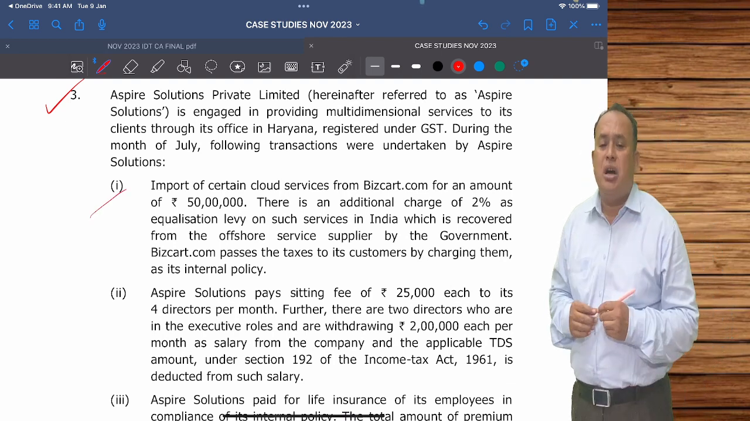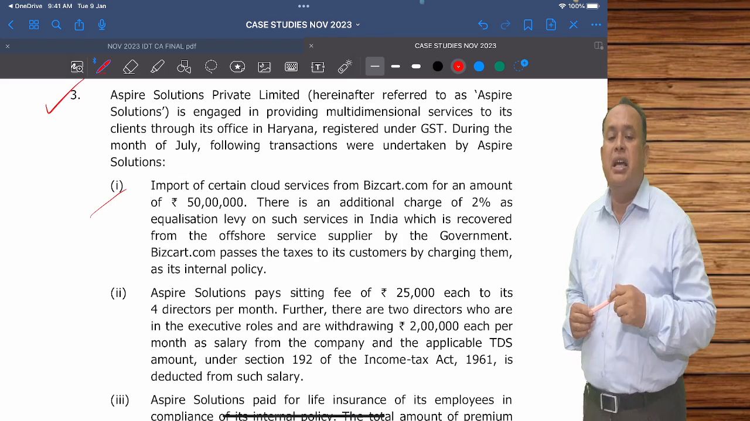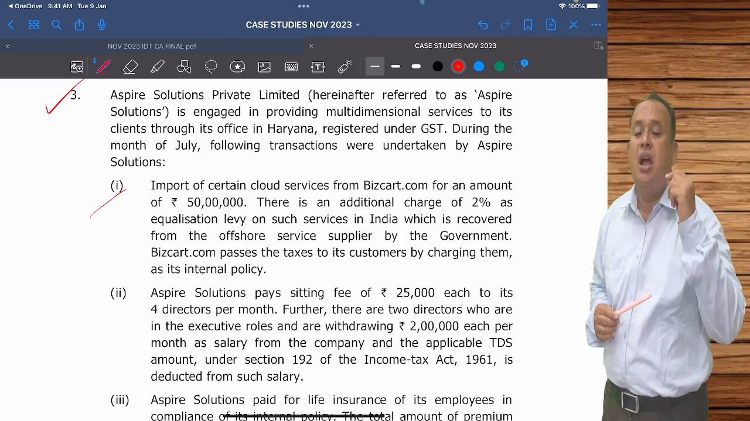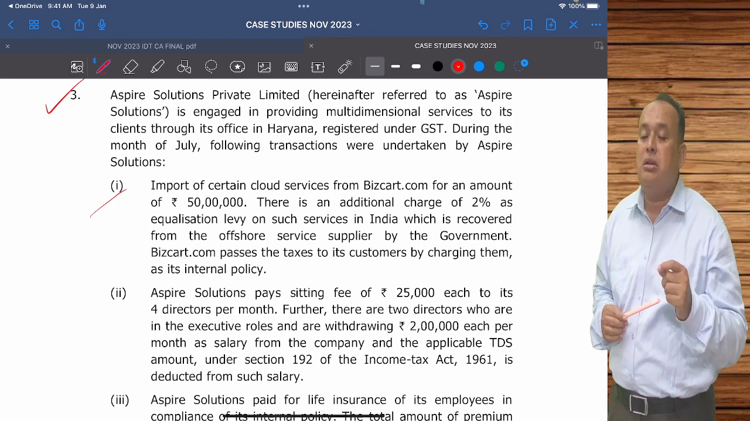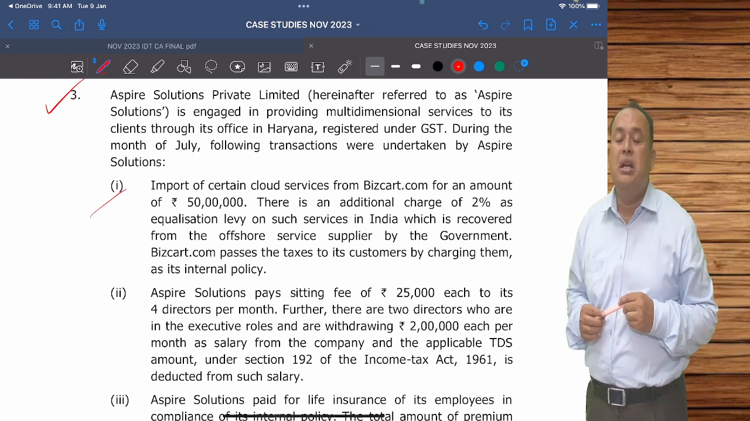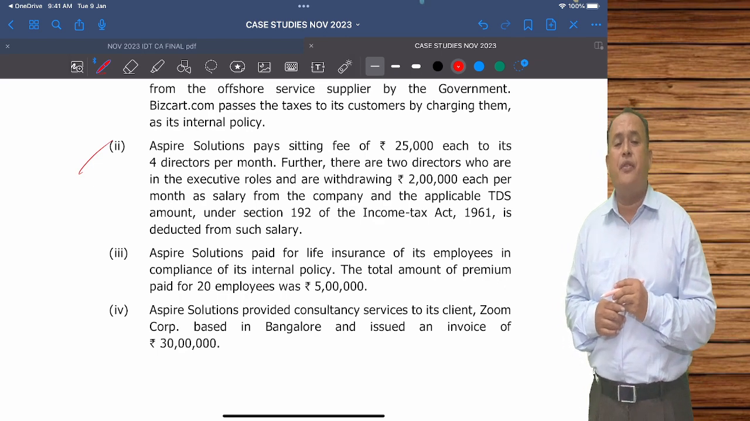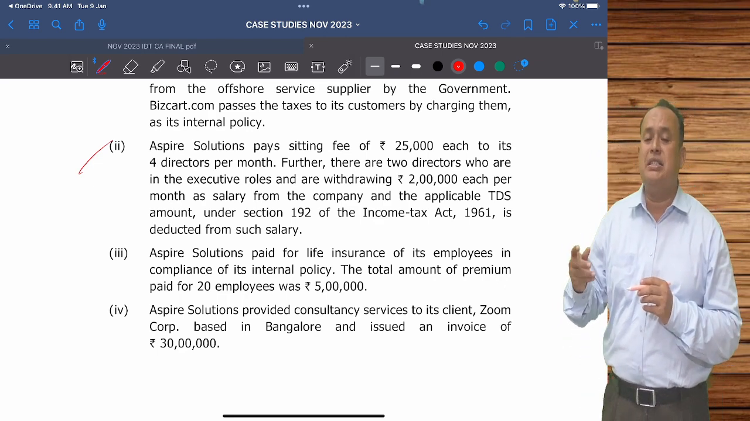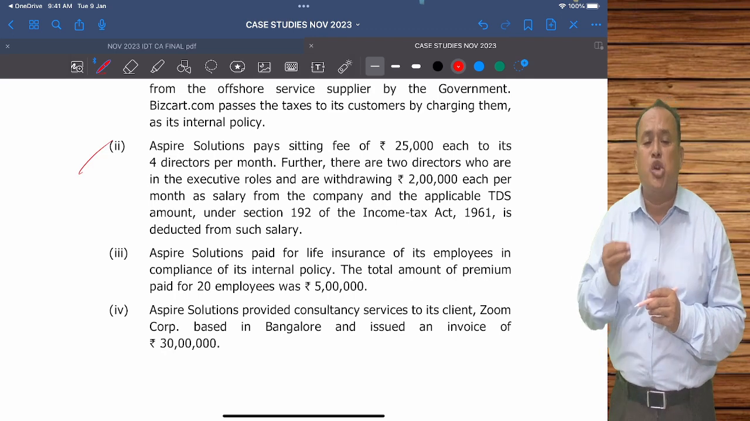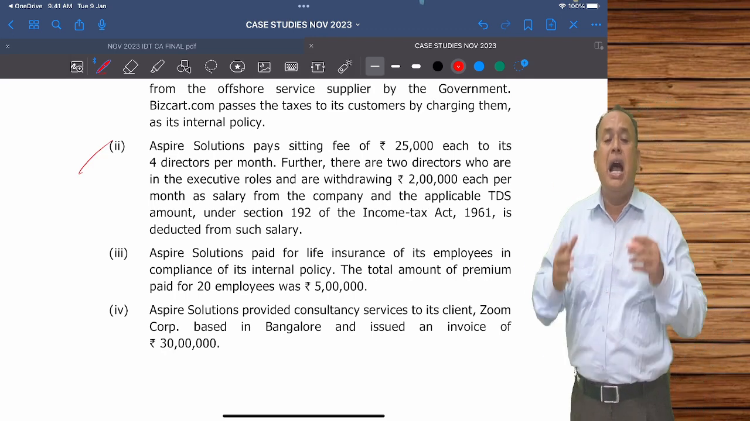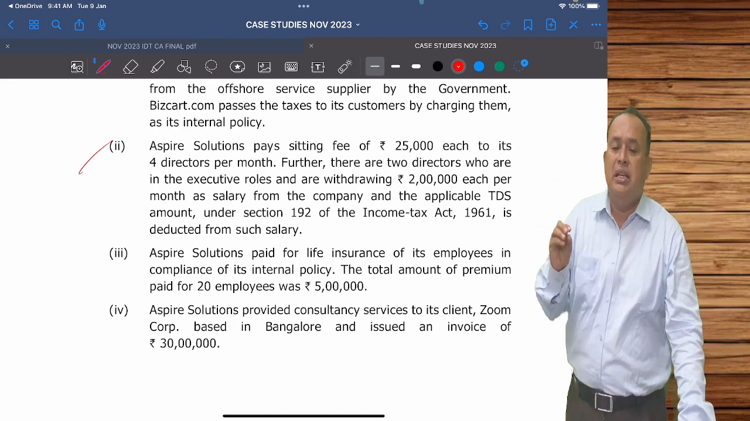Point number 1, import of certain cloud services from bitscore.com for an amount of rupees 50 lakhs. There is an additional charge of 2% as equalization levy on such services in India, which is recovered from the offshore service supplier by the government. Biscot.com passes the taxes to its customer by charging them as per its internal policy. Point number 2, Aspire Solutions pays a sitting fee of rupees 25,000 each to its 4 directors per month. Further, there are 2 directors in executive roles withdrawing rupees 2 lakh each per month as salary from the company, and TDS under section 192 of the Income Tax Act 1961 is deducted from such salary.